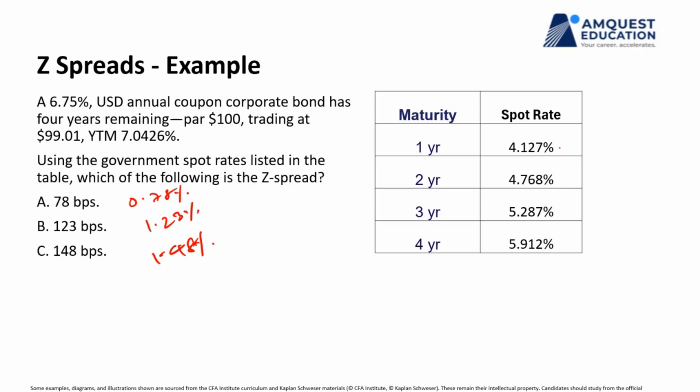As I said, Z spread is a number which is added to all of them. And when they are used in discounting, the value of the bond should turn out to be 99.01. So an equation which can solve this and brings the value to 99.01 is your right answer. Cash flows are fairly simple.